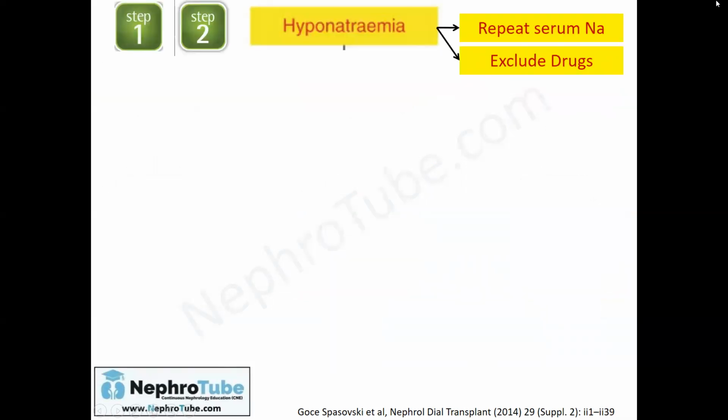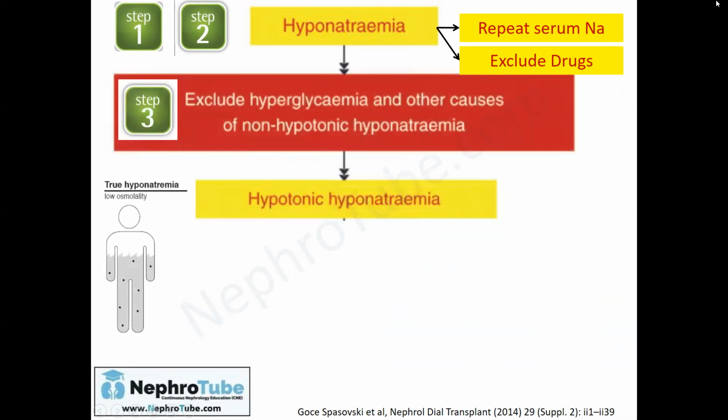So to revise, in step 1, we repeated the serum sodium level. In step 2, we excluded the drugs. Step 3, we will exclude hyperglycemia and other causes of non-hypotonic hyponatremia. I mean here to exclude pseudohyponatremia with normal serum osmolality and translocational hyponatremia with high osmolality.